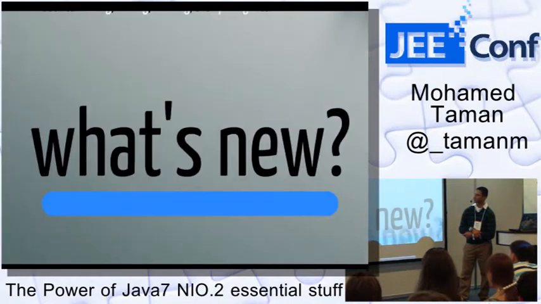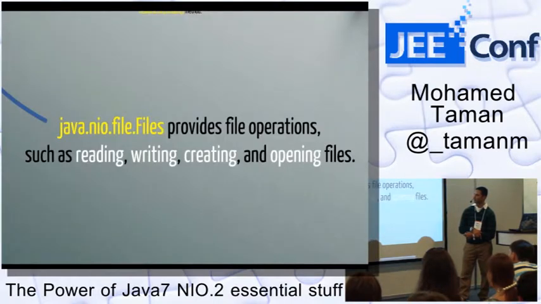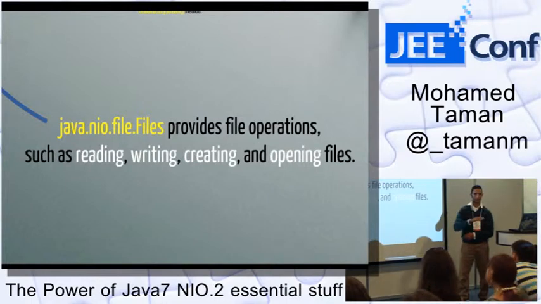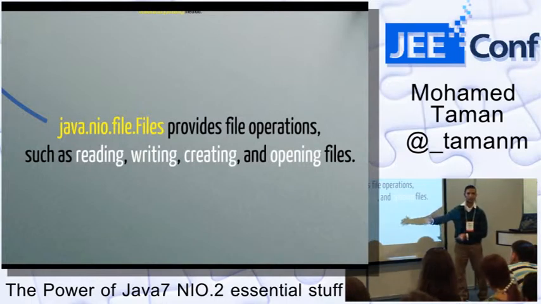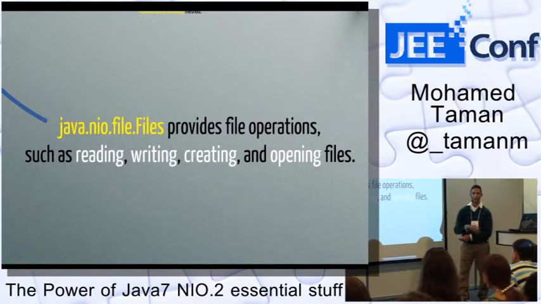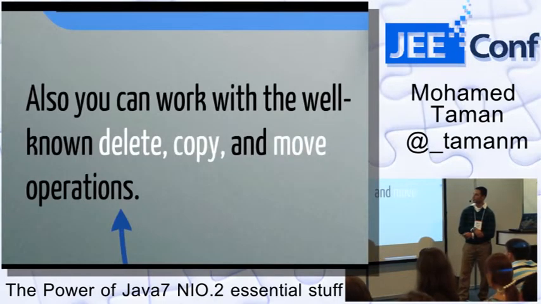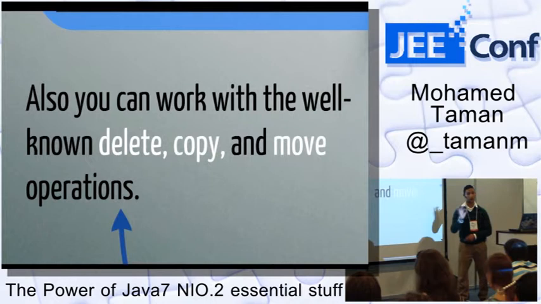So what's new? The file API provides file operations like reading, writing, creating, and opening files in different behavior perspectives, from different streams, buffered and unbuffered, normal text files, and a lot of these mechanisms. And also, you can work with the well-known delete, copy, move operations in an efficient way, and if you don't have permission, you will get a message telling you that you don't have permission or the file doesn't exist.